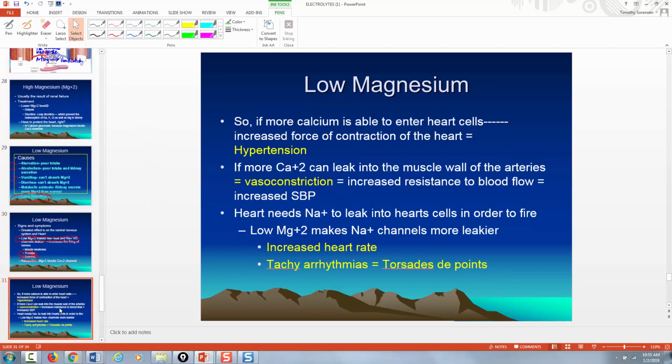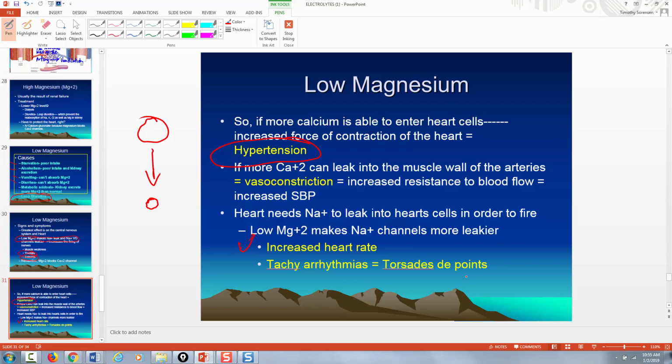Now, what can happen if your magnesium level is low? You can develop hypertension, right? Because if your magnesium level is low, then more calcium is going to enter the heart and the blood vessels. So the arteries are going to vasoconstrict. That's going to increase your blood pressure. And the force of contraction of the heart is going to go up, right? So your heart rate's going to be higher. And the heart becomes more irritable when your magnesium is low, just like the nervous system becomes more irritable.